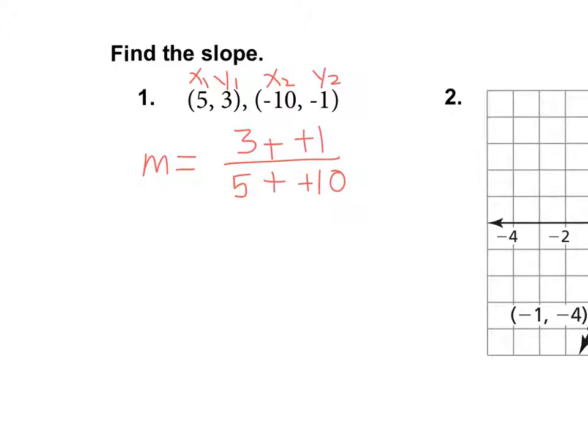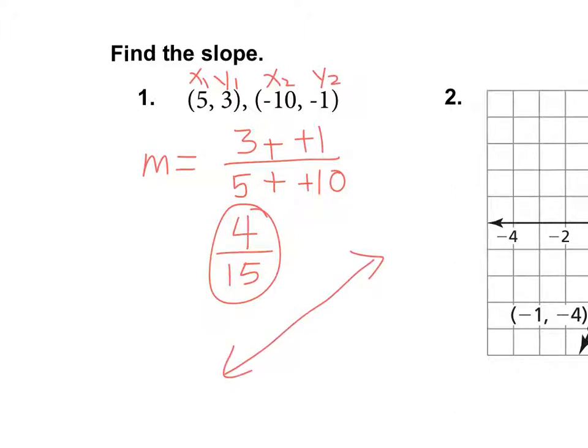So 3 plus 1 on top is 4. 5 plus 10 on bottom is 15. Is there anything I can divide into 4 and 15 on top or bottom? Nothing. So this is done. What is that line going to look like? If I'm going left to right, where's it going to be heading? Ooh, bonus question. If I draw this line going from left to right, where's my pen going to be going? It's going to be going up, right? So it's going to look something like that. Because it's a positive slope, right?